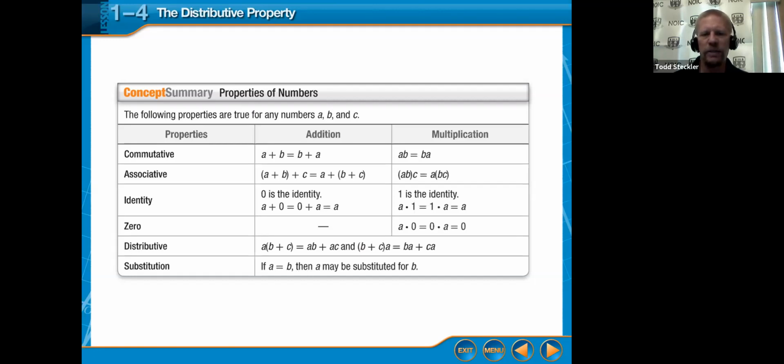Then we have some identities. The additive identity is 0, because if you add 0 to any number, you always keep that number the same. And 1 is the multiplicative or multiplication identity, because when you multiply by 1, that number stays the same. You have the 0 multiplication property, which means if you multiply by 0, you will always get 0. We have the distributive property, which is what this lesson was about.